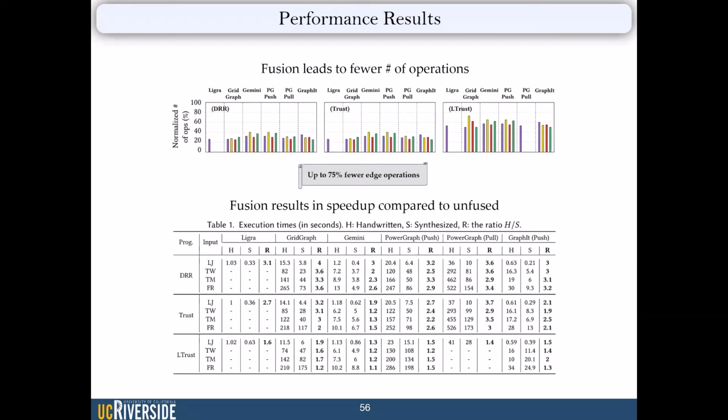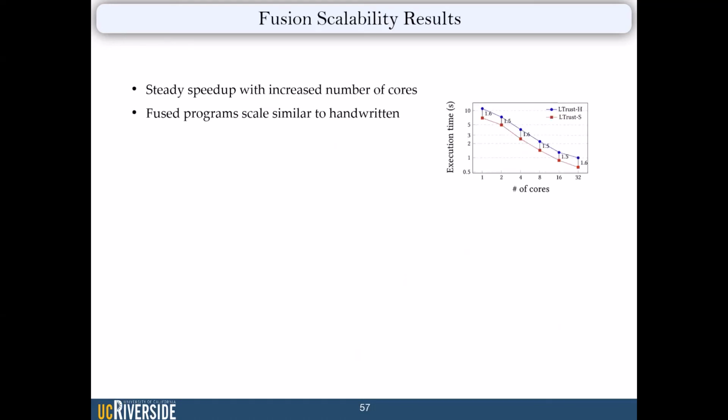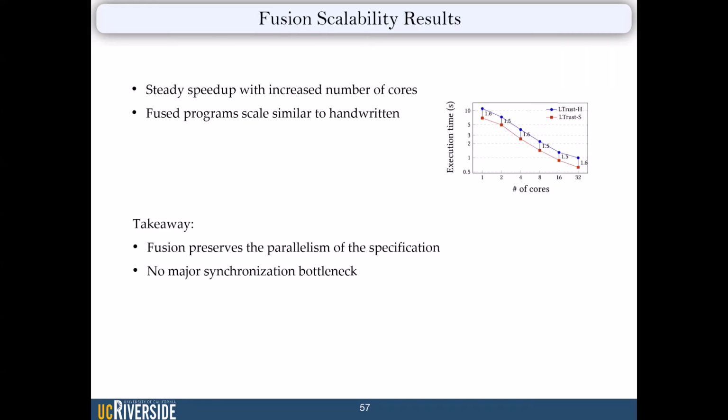Also, the reduction in the number of edge operations translates to up to 4 times speedup across different frameworks. Finally, after studying the scalability of the fused programs in the LiveGraph framework with increasing number of cores, we observed that the speedup with respect to the handwritten programs remained steady, and the fused programs scale similar to the handwritten ones. In conclusion, fusion preserves the parallelism of the specification and does not rely on major synchronization bottlenecks such as locks.